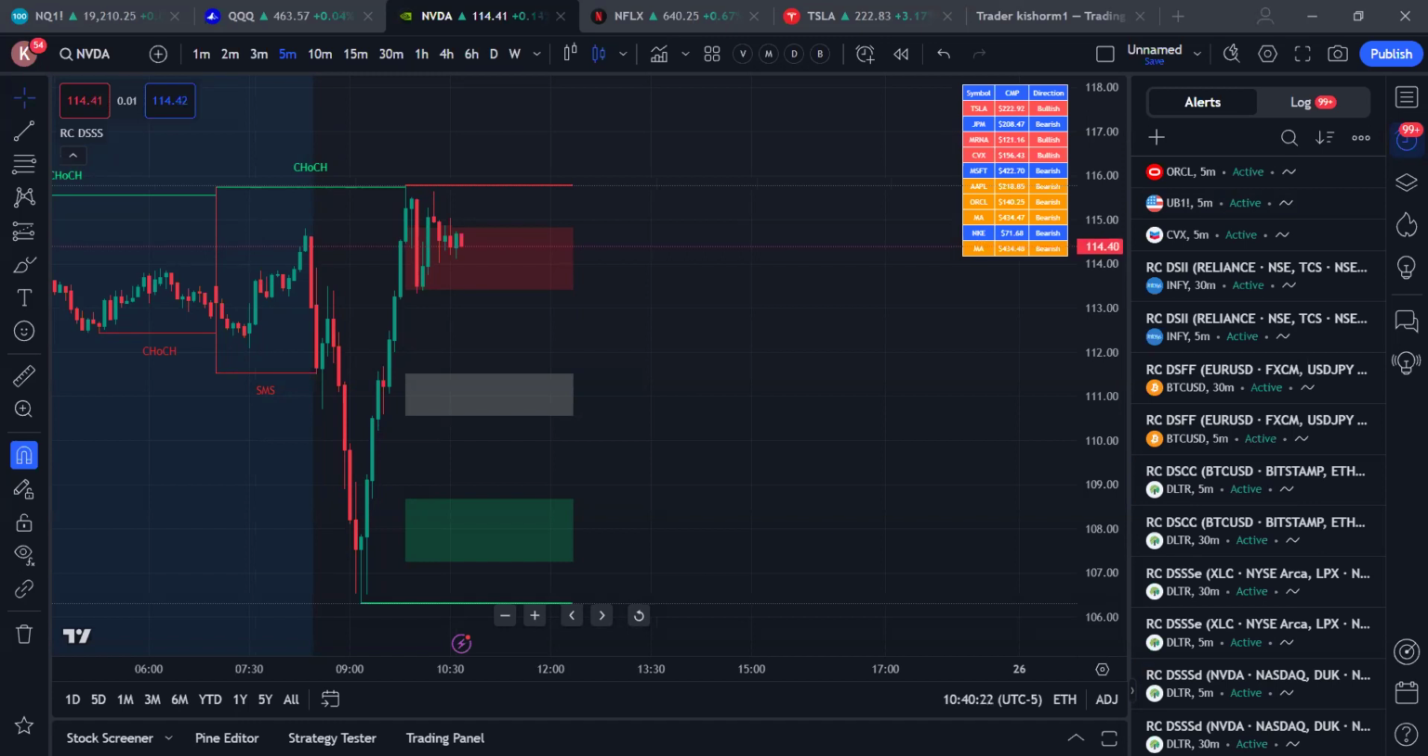There's a tough fight between buyers and sellers. Buyers are trying to take it up, sellers are trying to bring NQ down. So that's why there is a lot of choppiness up and down. Most probably sellers will take control, but we'll wait for the confirmation. Nvidia is making nice profits.